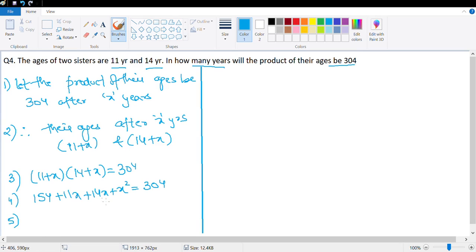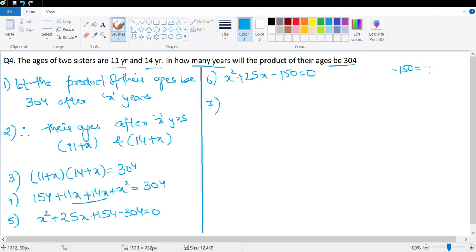Let's bring everything on one side and let's add like terms together. So this is x square plus 11 plus 14, that's 25x, plus 154 minus 304 is equal to 0. This gives us x square plus 25x minus 150 is equal to 0. I need to find factors of negative 150, the sum of which is 25. So negative 150 can be written as negative 5 into 30, and I know negative 5 plus 30 would be equal to plus 25. So we can split the middle term 25x as 30 minus 5. So this would be x square minus 5x plus 30x minus 150 is equal to 0.